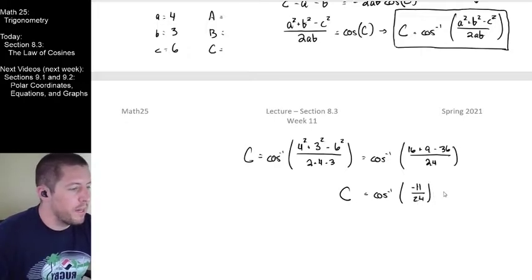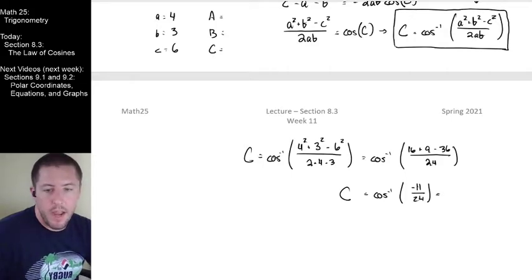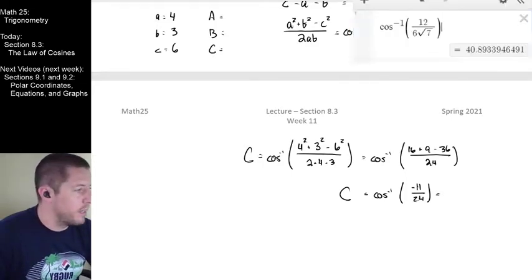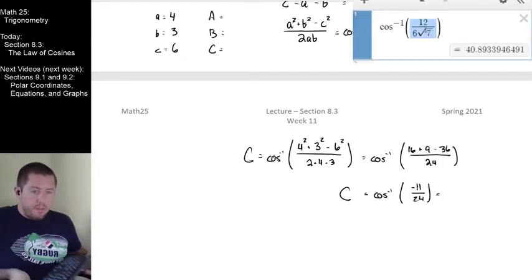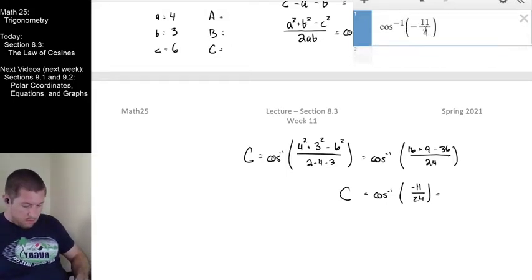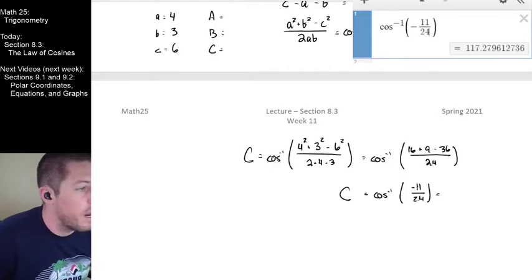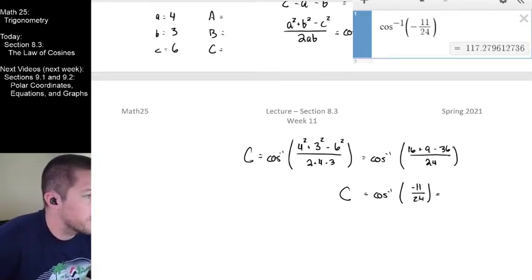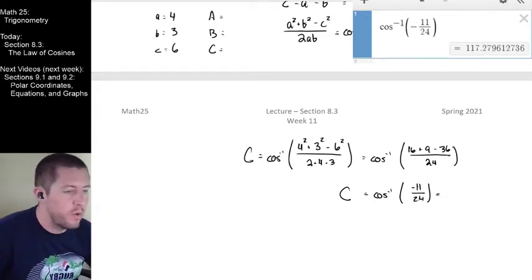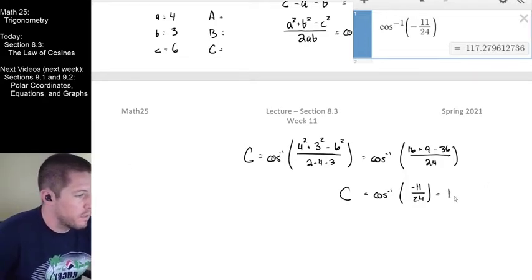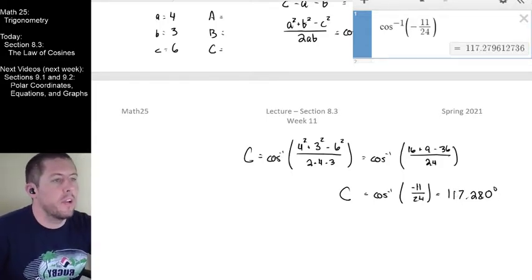Let's go ahead and see what we end up getting for this guy right here. I'm going to drag up my Desmos right here, and let's do our cosine inverse of negative 11 over 24. And it's telling me 117.280 degrees. If I round that, it looks like the 6 rounds up the 9 to a 0, rounds up that 7 to an 8, so 117.280. All right, so we found our angle C.